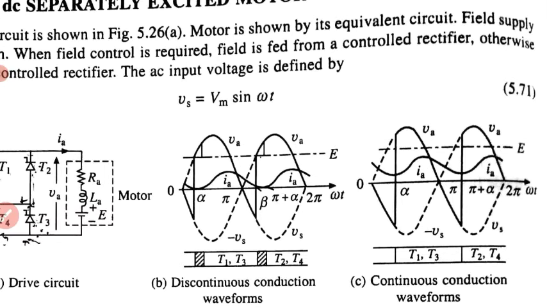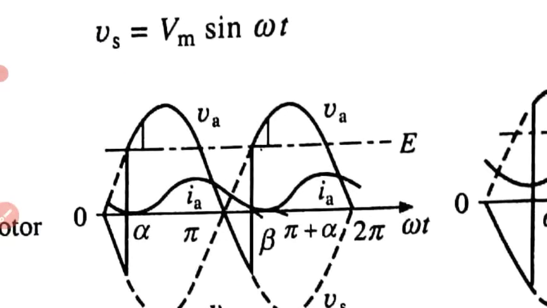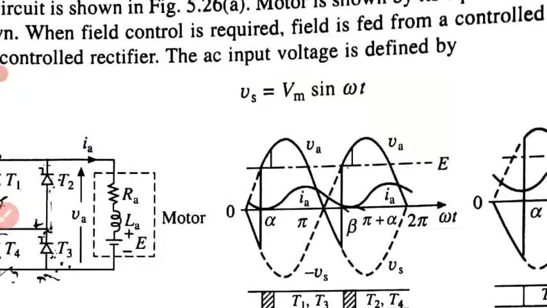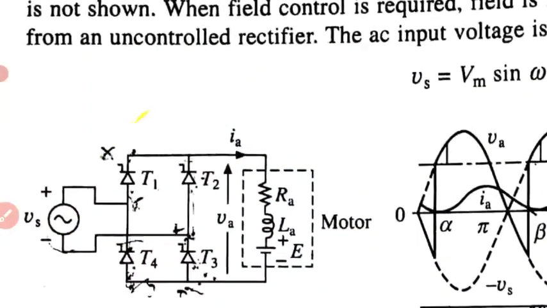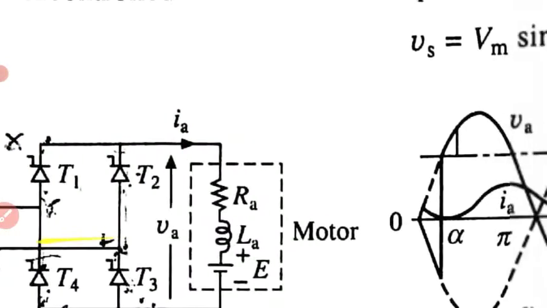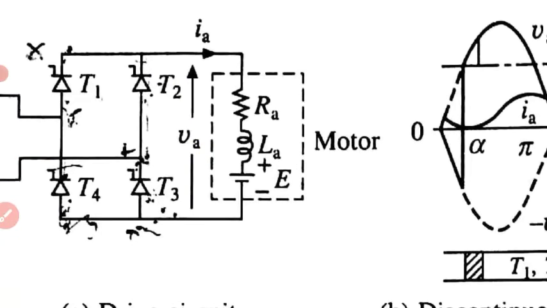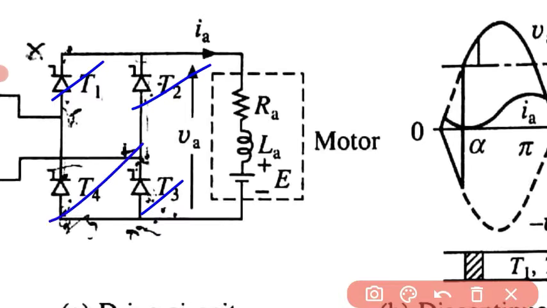Here, if you are looking at this graph, the input voltage is mentioned as Vs, the output voltage we are getting is Va, and four thyristors are used here, T1, T2, T3, T4. During the positive half cycle, T1 and T3 conduct. During the negative half cycle, T2 and T4 are conducting.